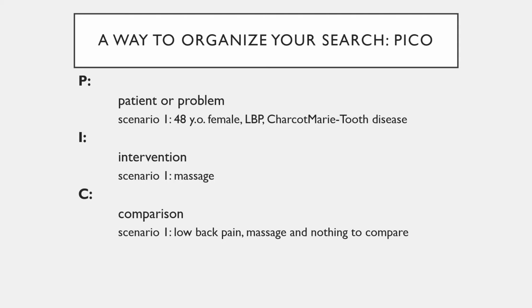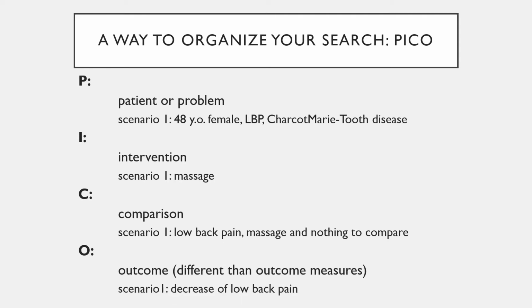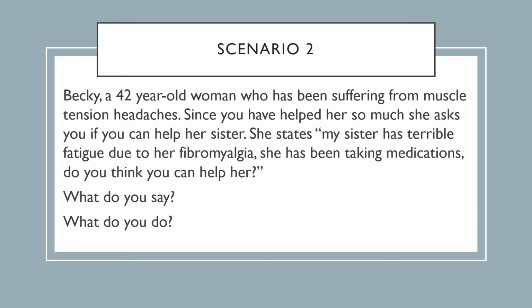But basically what we're looking at is low back pain and massage. The low back pain is related to this condition that she has. And then O is the outcome. One thing I want you to be very clear about is that outcome is different than outcome measures. I'm going to talk more about those as we go through this. So what we're trying to decide here is this condition that she has with the low back pain and the massage, and the outcome that we're hoping for is a decrease of low back pain.